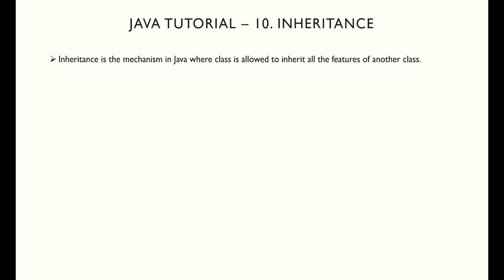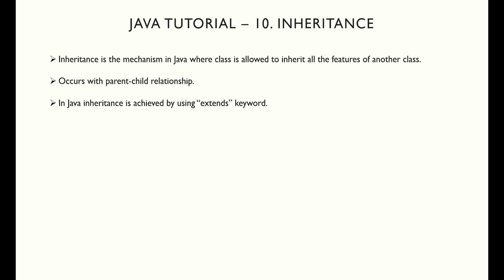Inheritance is the mechanism in Java where a class is allowed to inherit all the features of another class. The features involve fields or variables and methods. This occurs with a parent-child relationship. That is, the child class acquires all the properties and behavior of a parent class. In Java, inheritance is achieved by using the extends keyword. Inheritance provides a means to create new classes based on existing ones, thus allowing us to reuse the code and add new code on top of the existing code.